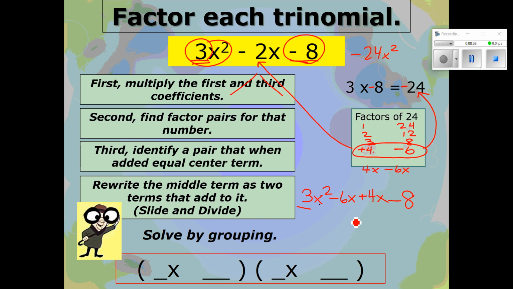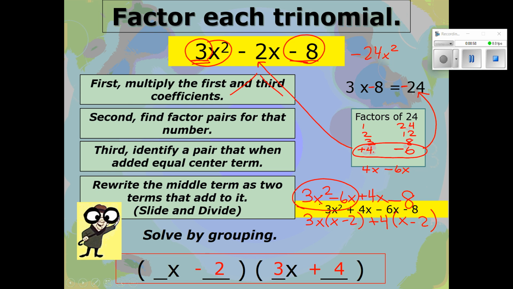So here's where we factor by grouping. We look at the first group and we pull out a 3x. And what is left is x minus 2. Over here, magically, we should have an x minus 2. And sure enough, if we factor out a 4, we have x minus 2 left over. So our final answer would be 3x plus 4 in one binomial and x minus 2 in the other binomial.